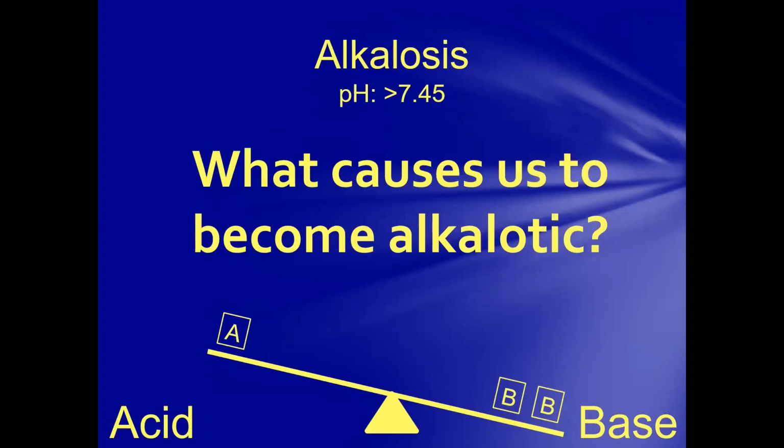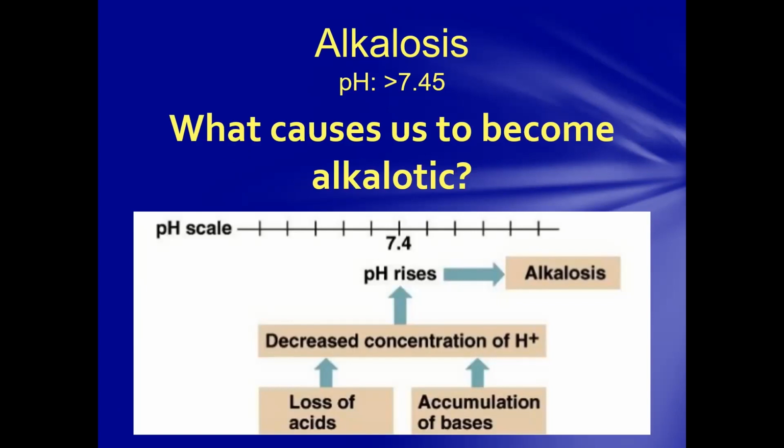So what causes alkalosis, or a pH of greater than 7.45? It means there's more base than there is acid. There can be two causes for us to become alkalotic. You can have a loss of acid or an accumulation of base. Either way, there's a decrease in the concentration of hydrogen ions, which again, you have an inverse relationship between hydrogen ions and your pH. So as your hydrogen ion concentration decreases, your pH increases and you get alkalotic.